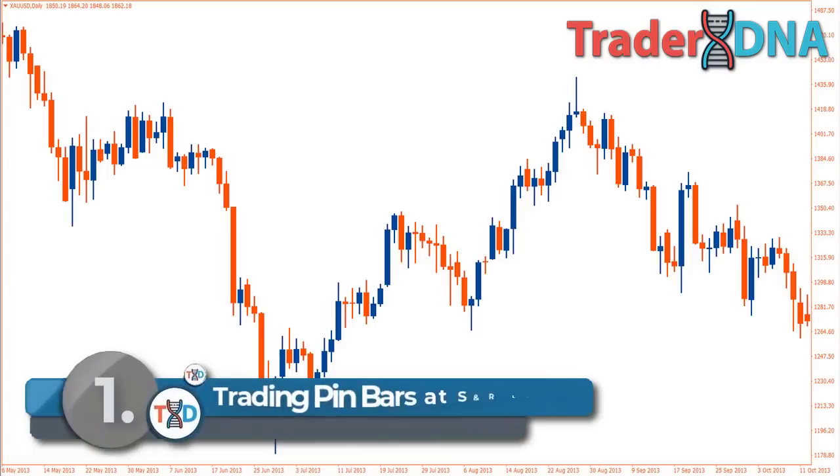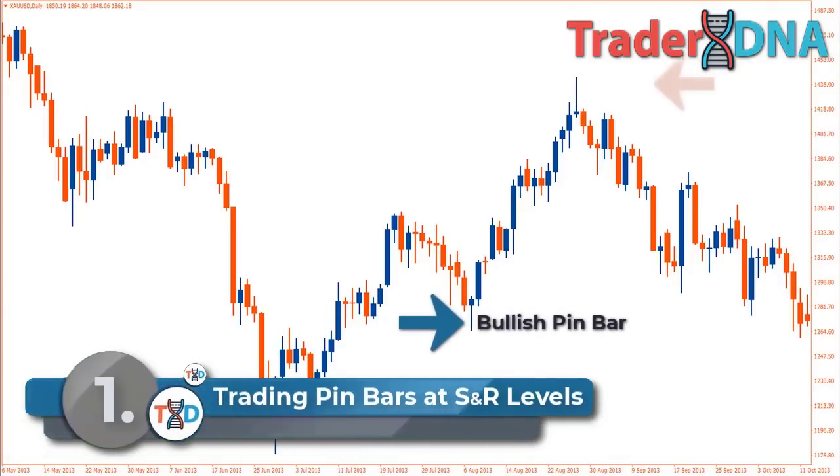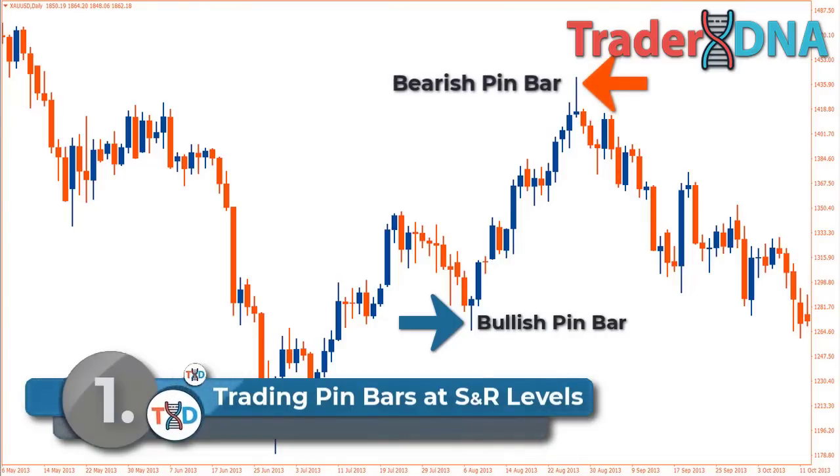Strategy number 1. Trading pin bars at support and resistance levels. The first strategy I'm going to be showing you today is how to trade pin bars at support and resistance levels. As some of you probably already know, a pin bar is a price action reversal pattern which forms frequently in the market.